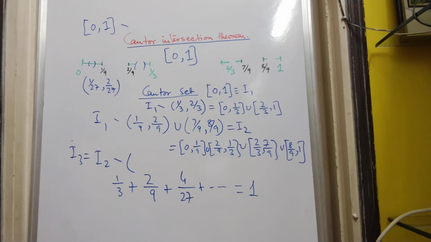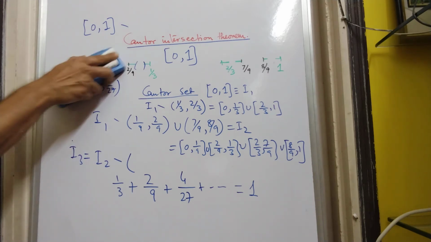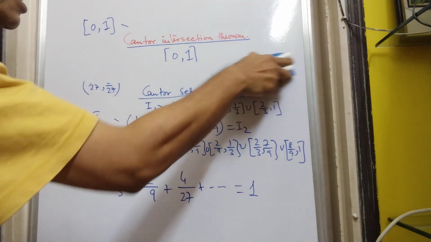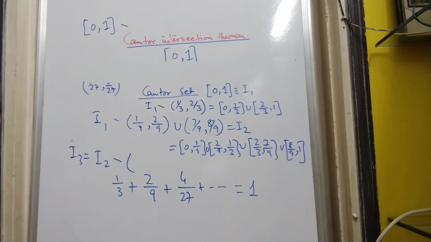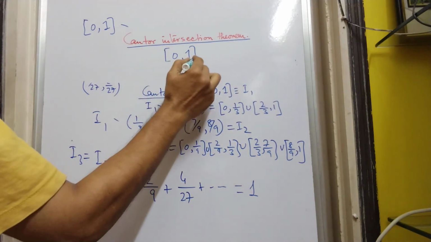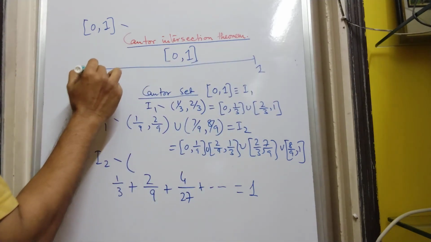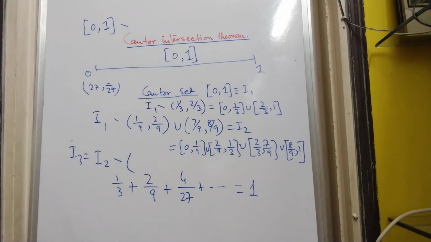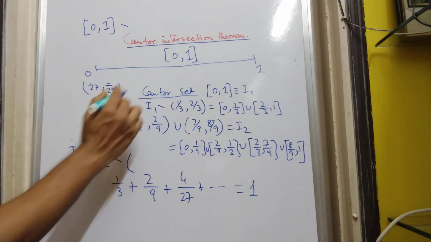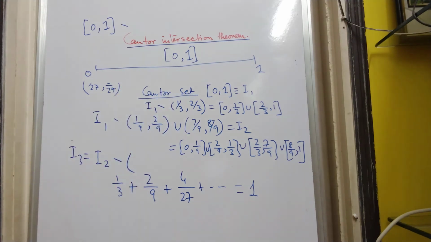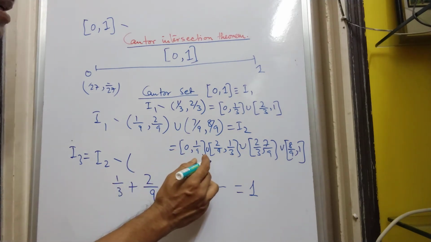I would also like to request the viewer to think about what the values are lying within this interval, or within this line from 0 to 1, which are included in this Cantor set, which is the intersection of these remaining parts.